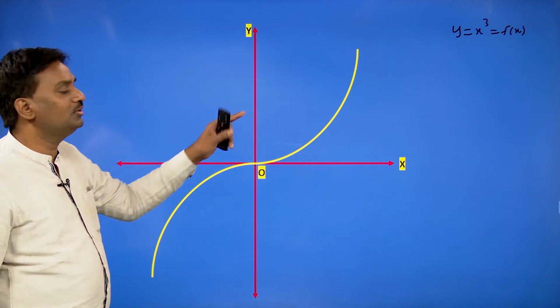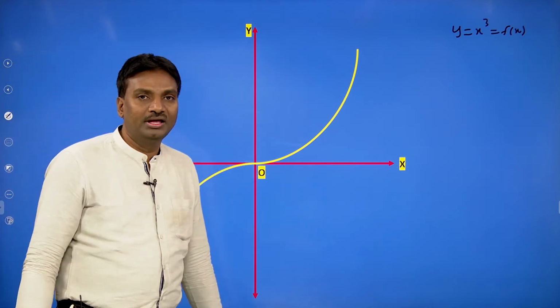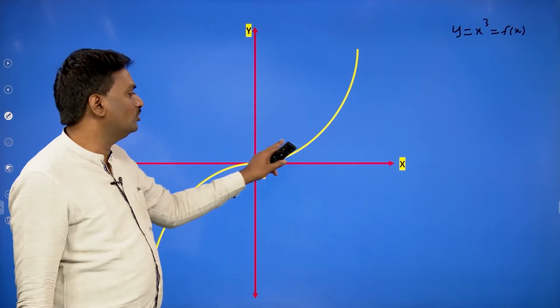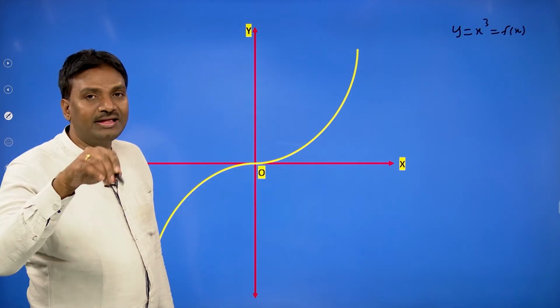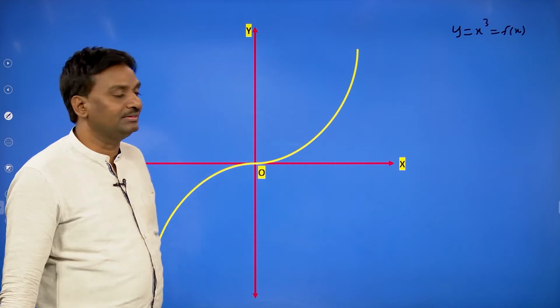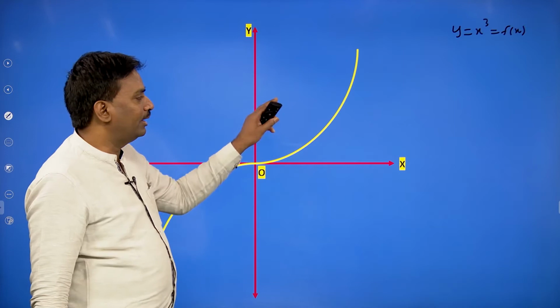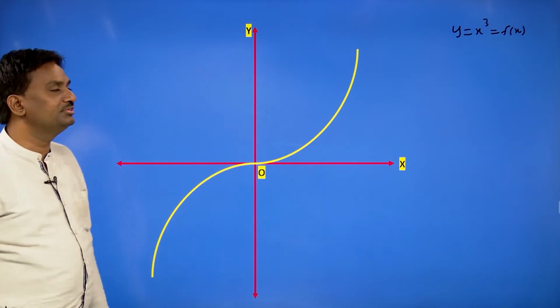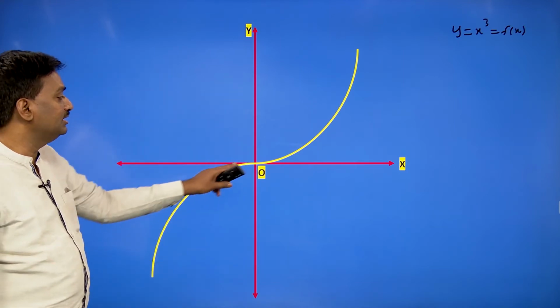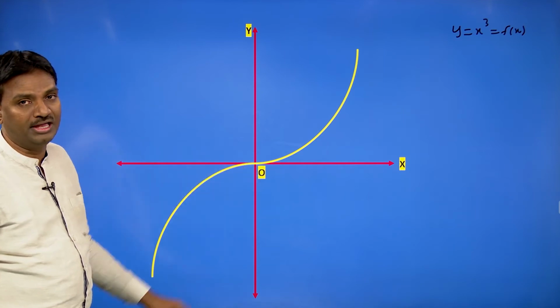Next, if you take x equal to 0, y is also 0. If you take x equal to 1, y equals 1 cubed, which is 1. If you take x equal to 2, y equals 8. So you will get the graph of the odd function like this. By observing this graph clearly, we can say the graph of an odd function is symmetric about the origin.